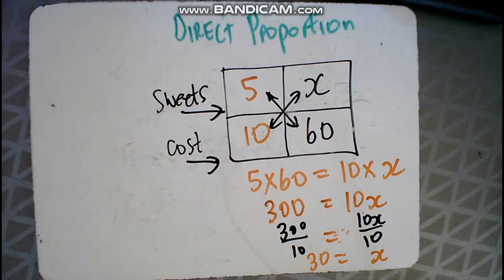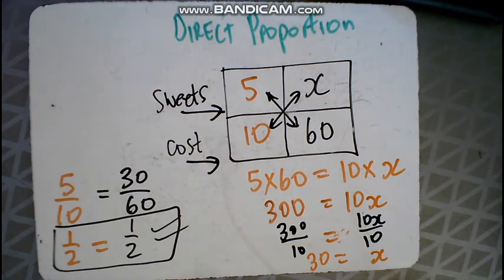Does an answer of 30 make sense to you? Let's look at the fraction. If we look at the box, x is equal to 30. If we place 30 here, we have 5 over 10 and 30 over 60. Simplify the fraction. Do we get half equals half? If this side equals that side, the answer must be correct. That's a direct proportion.